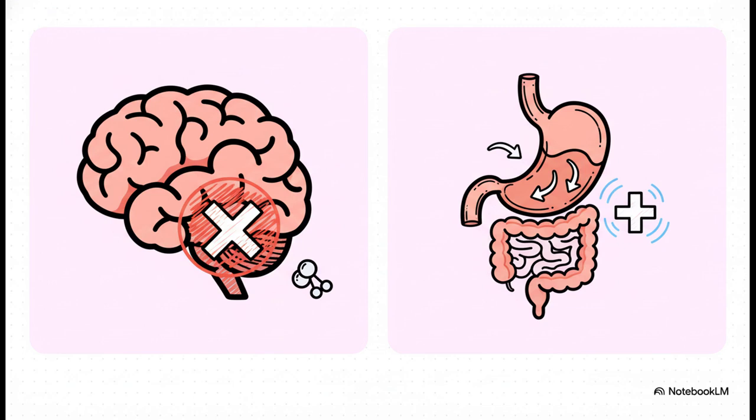First, it has a central action right in the brain. It blocks dopamine receptors in a spot called the chemoreceptor trigger zone, the CTZ. Just think of the CTZ as the vomiting headquarters. If you can block the signals there, you shut down the whole reflex.